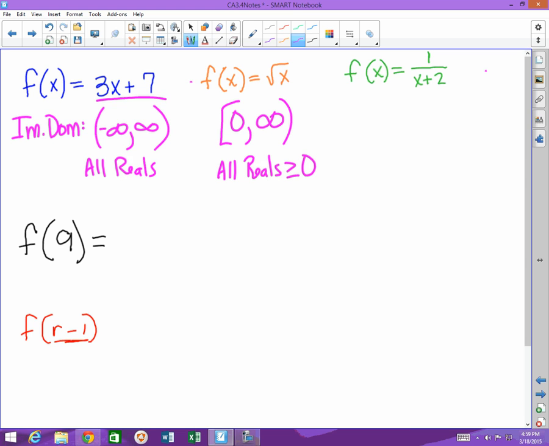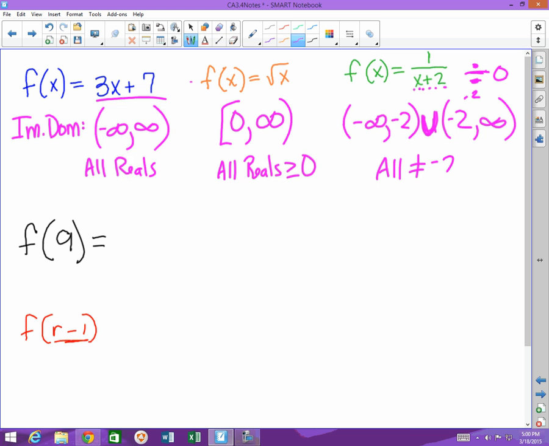And then this function here, 1 over x plus 2. Remember, you can never divide by 0. So what makes the denominator 0? Well, that would be a negative 2. So here it would be from negative infinity to negative 2, and then from negative 2 to infinity. And if you wrote it, it would be x not equal to negative 2 is the other way to say that. And so that's what an implied domain would be.